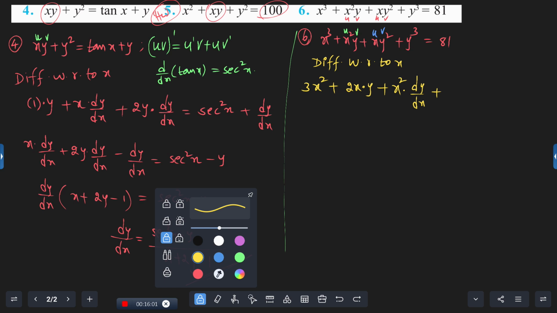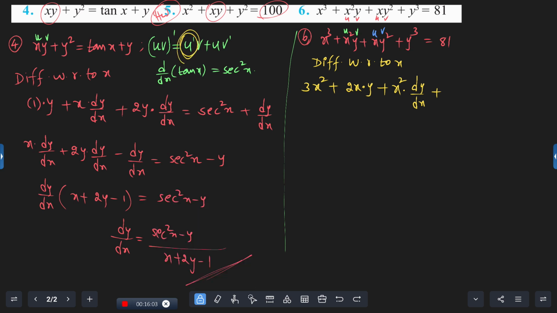So that u is what? x. First itself u dash only, as per the formula. So x derivative is what? 1. Next, v means the second term, y square, we should write as it is. So 1 into y square, plus as per the formula, next u. u means what? x value. Next v dash.